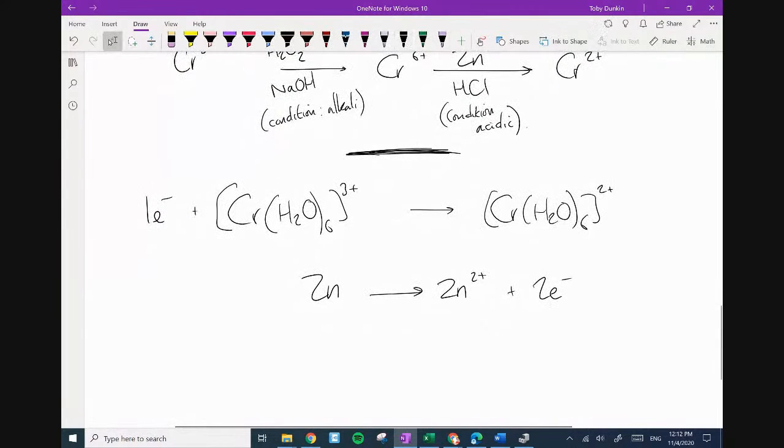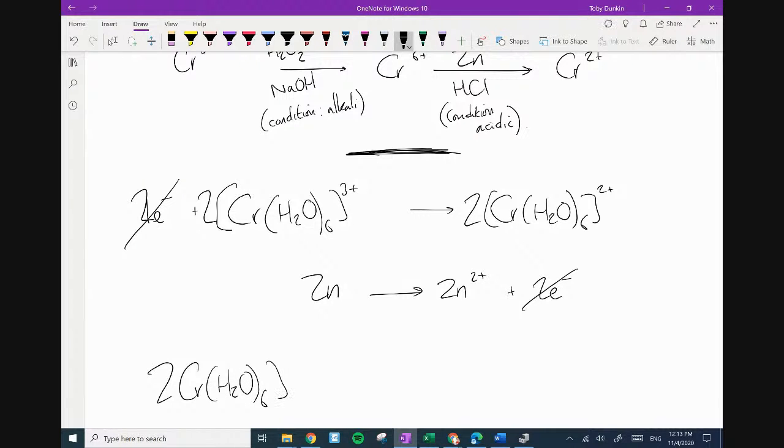By the way, it doesn't even look like it should be in acidic conditions, but it does need to be in reality. Now I'm going to double that equation to give me 2 electrons. They're on opposite sides, they cancel, and that now combines together. So 2 chromium hexaaqua 3 pluses will react with 1 zinc to form zinc 2 plus and 2 chromium hexaaqua 2 pluses. There we go.